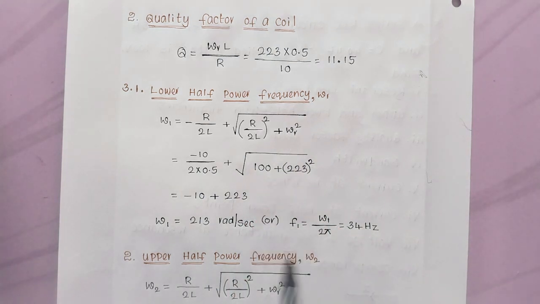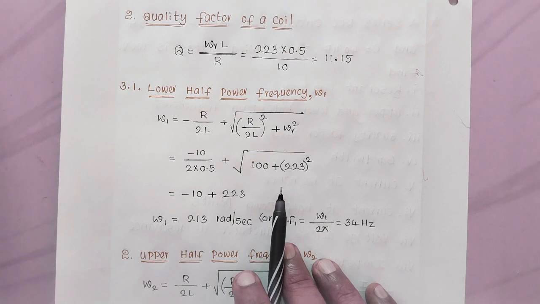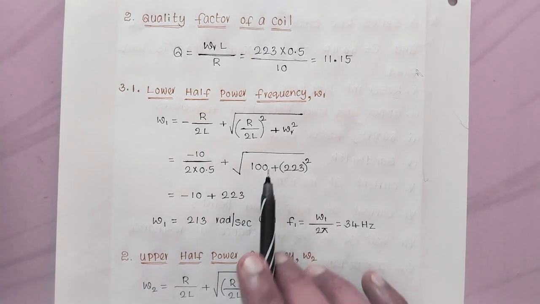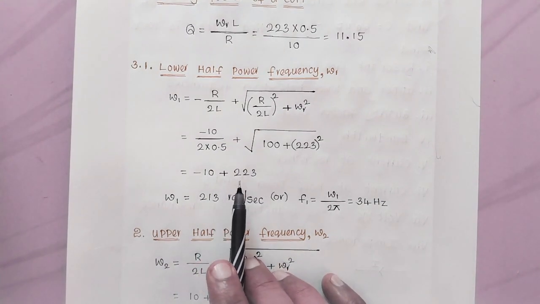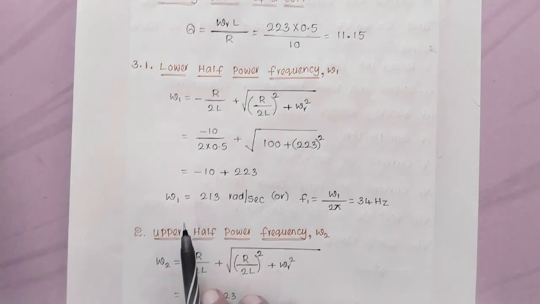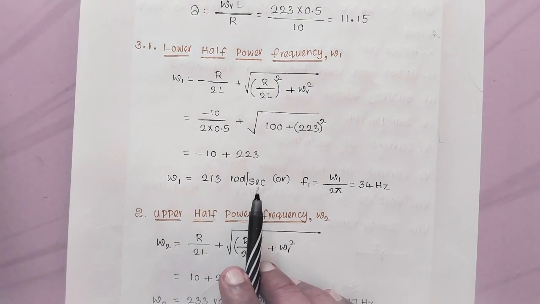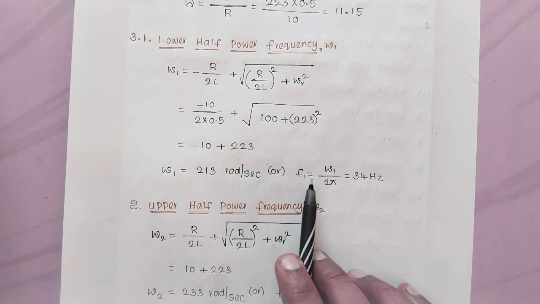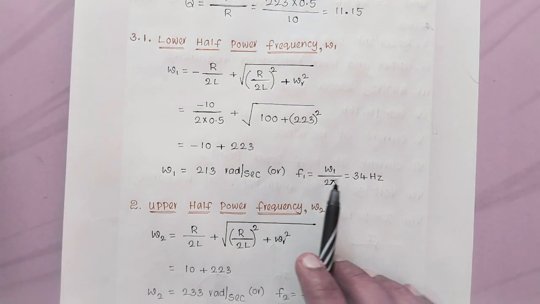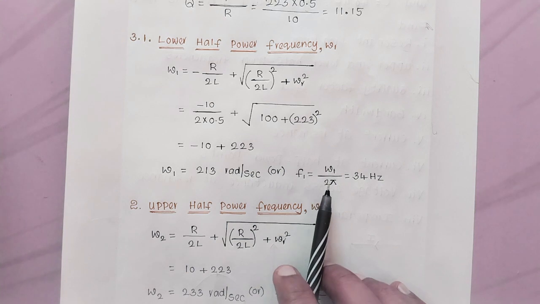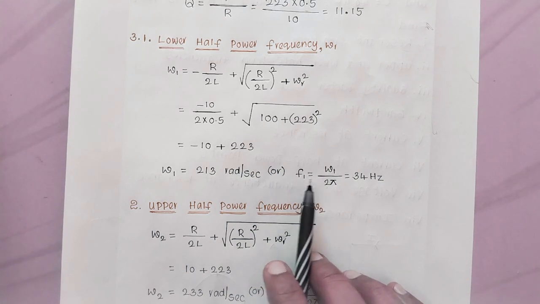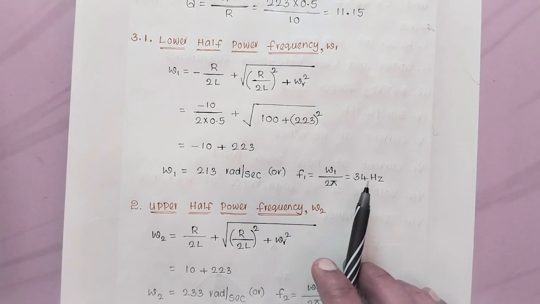So if we substitute the values of R, L and omega R in this expression, we get minus 10 plus 223, which is equal to omega 1, which is 213 radians per second. So in terms of hertz, f1, that is the lower cutoff frequency in hertz, is omega 1 by 2 pi, which is equal to 34 hertz.